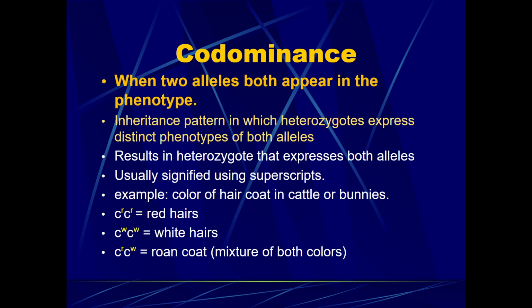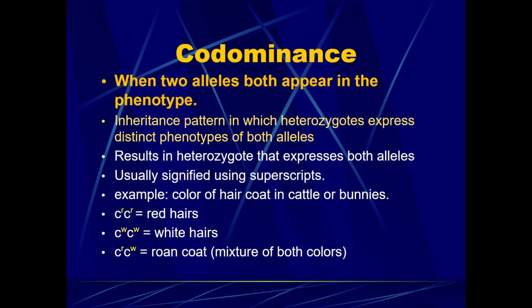We can also look at codominance. This is when two alleles both appear in the phenotype. And an inheritance pattern like this is one in which the heterozygote expresses both phenotypes. It's showing both alleles. One of these traits is not dominant over the other, they're both dominant. A good example is the AB blood type. Someone who has blood type AB expresses both the A and B phenotype because they inherited both, and that is a codominant type of inheritance.